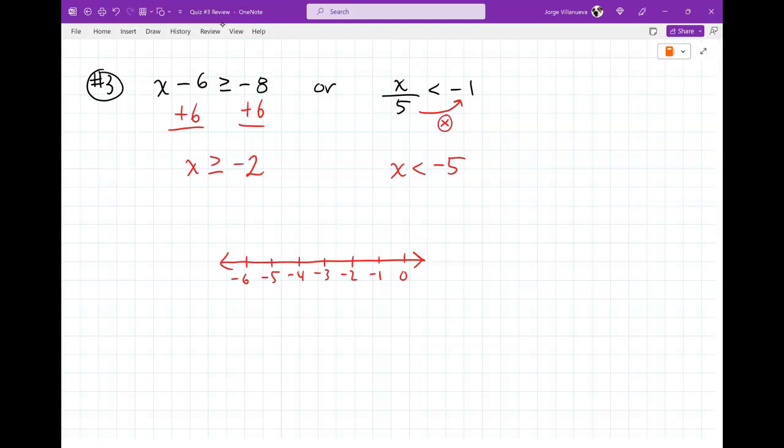But x greater than or equal to -2. So I'm going to go to -2 and put a solid dot. And since x is on the left side, that means I get to follow the direction of the arrow. The arrow is pointing to the right, so I'm going right.